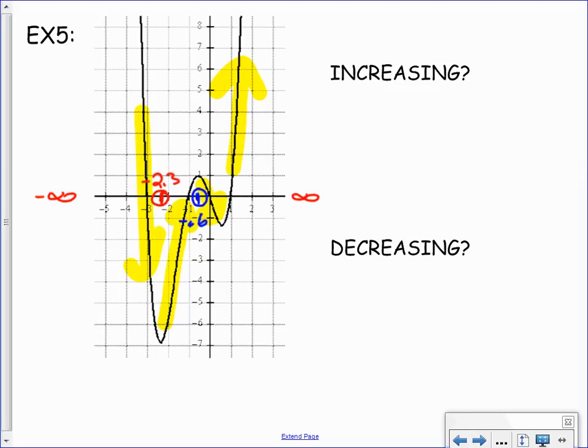And then it goes down again until about, yeah, I like it. So this is at like 0.6, right? And then after that, it just goes on up, right? So here we go. The graph starts out by decreasing. Then it increases. And then it decreases again. And then for the rest of the graph, up to infinity, it will increase.